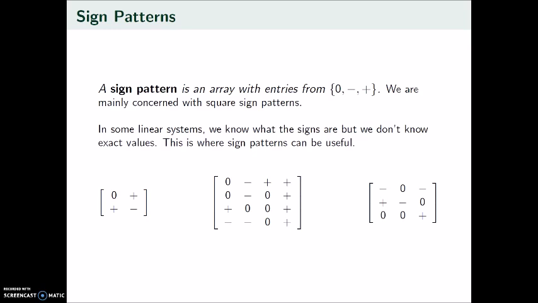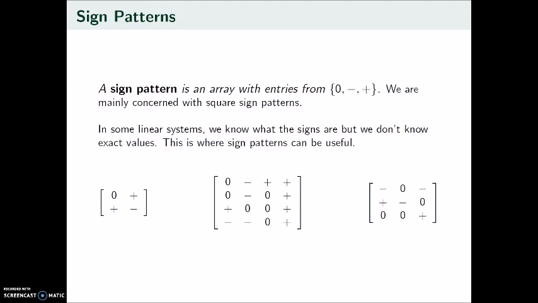So what do I mean by that? Well, if you take a real matrix, like for example the matrix that we had before, and you take each entry there that's negative and you replace it with a minus sign, and each entry that's positive and you replace it with a plus sign, then you end up with the sign pattern of that matrix. And so many different matrices can have the same sign pattern.